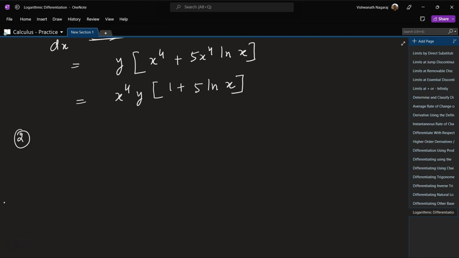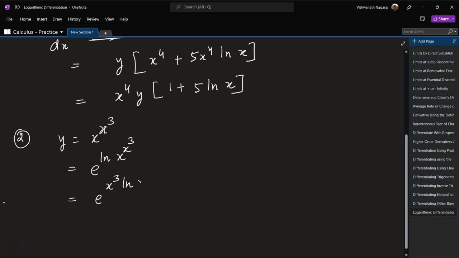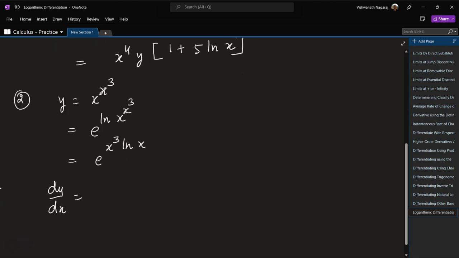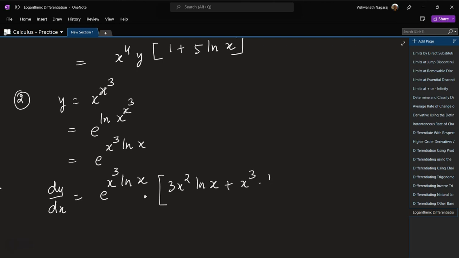Okay, let's look at the second one. Second one is y is equal to x to the power of x to the power of 3. This can be written as e to the power of ln of x to the power of x to the power of 3. Okay, now this can be written as e to the power of x cube ln x, and now we can differentiate this. So since it is e, first will be the expression itself, e to the power of x to the power of 3 ln x, and now we have to differentiate the exponent. So 3x square natural log of x plus x cube times 1 by x.